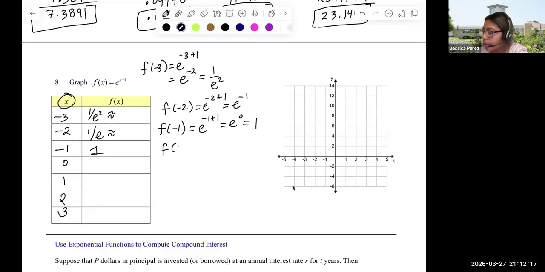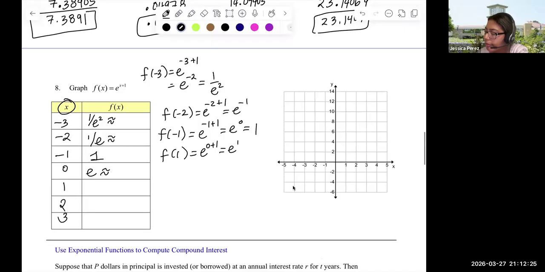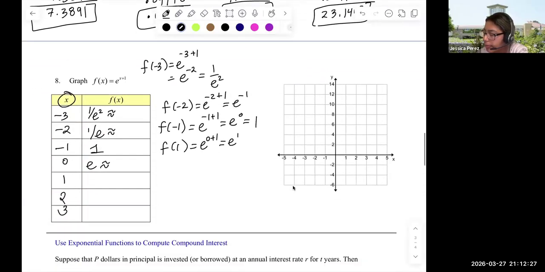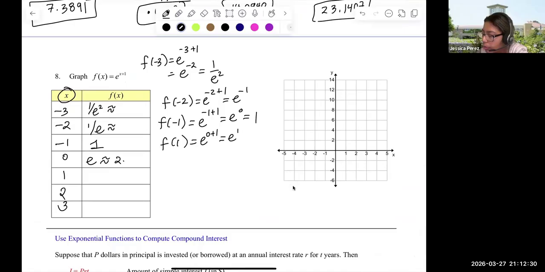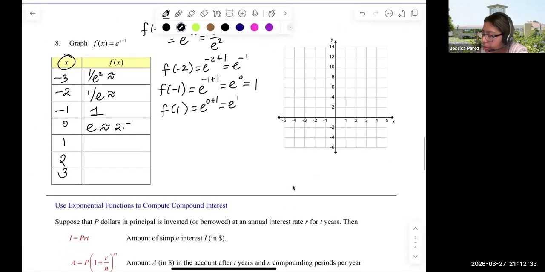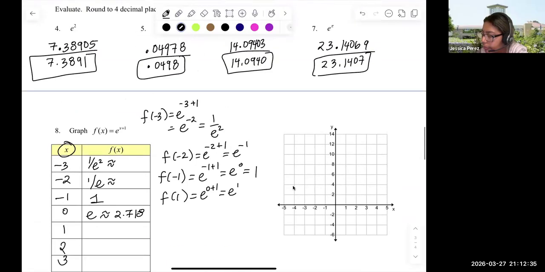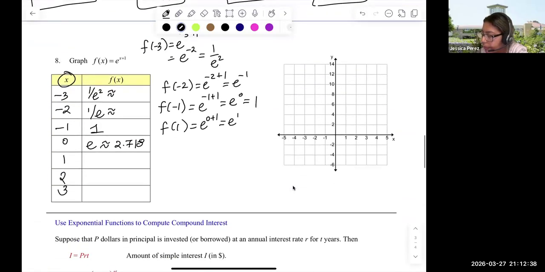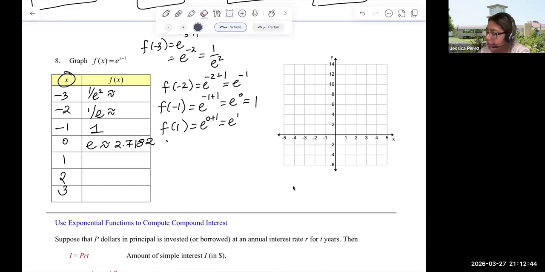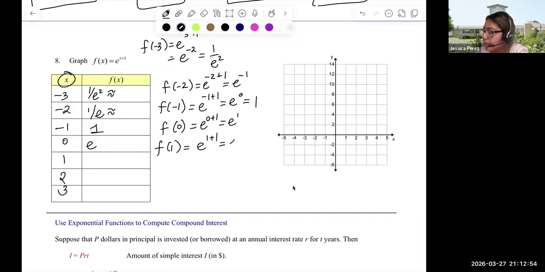At 0, f of 1 will be e to the 0 plus 1, or e to the first power, or just e, which is approximated by the value 2.718. Sorry, this should be f of 0. And then f of 1 is going to be e to the 1 plus 1, or e squared.